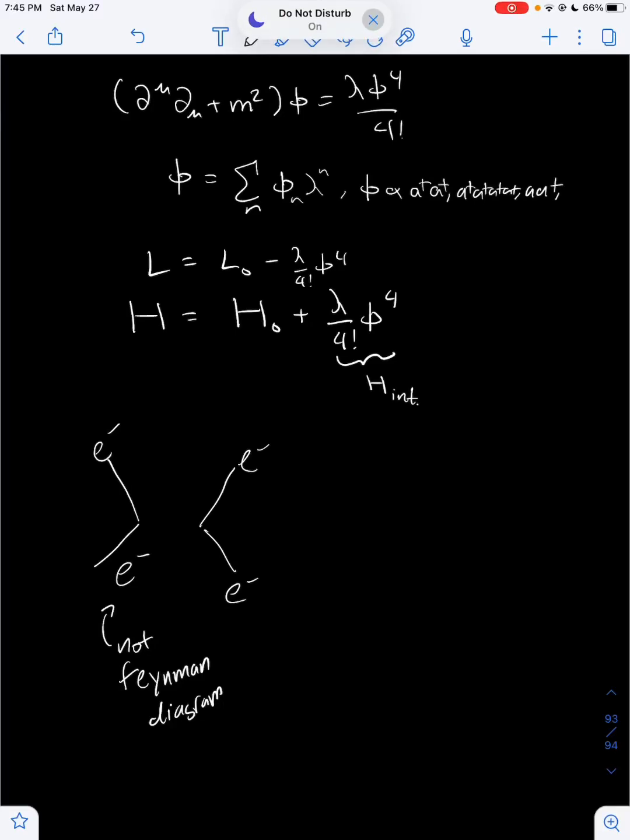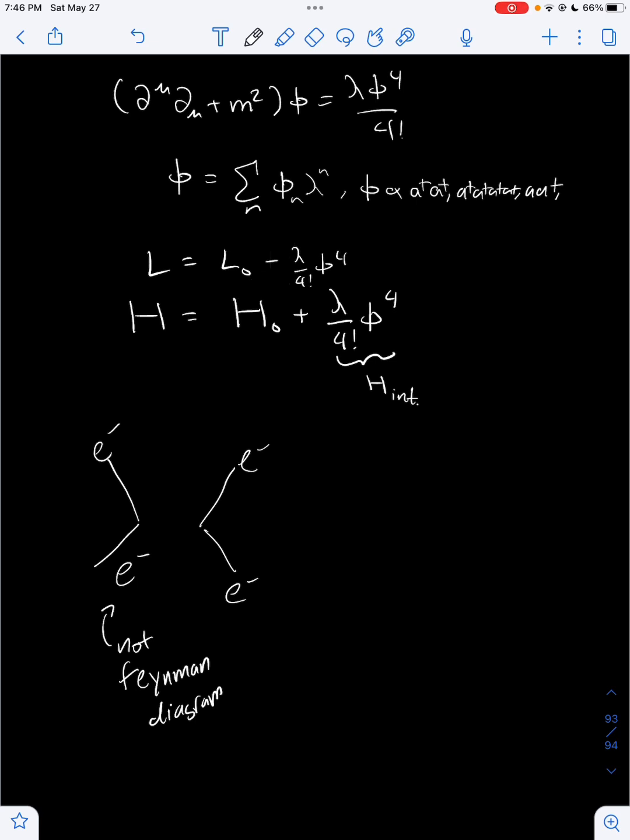Everyone, in today's video we'll be talking about interacting particle states. So let's begin. In our last videos on interactions in quantum field theory, we talked about the interacting Lagrangian for a scalar field. Before we used a plus, but it does not matter if you use a plus or a minus to connect the free term with the interacting term. In this case we're going to use a minus instead.